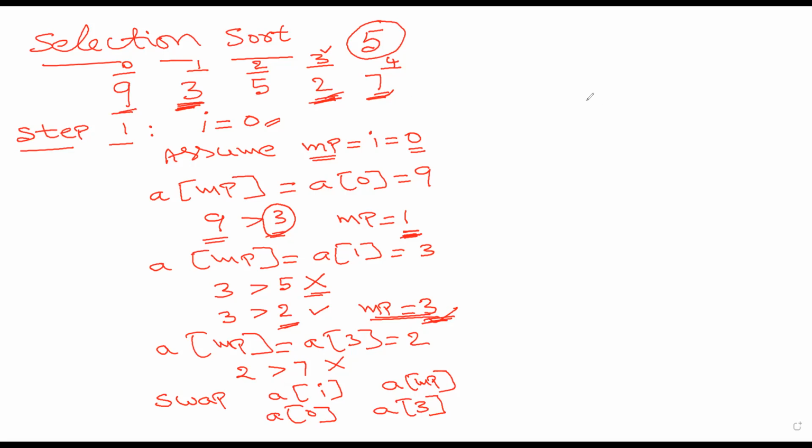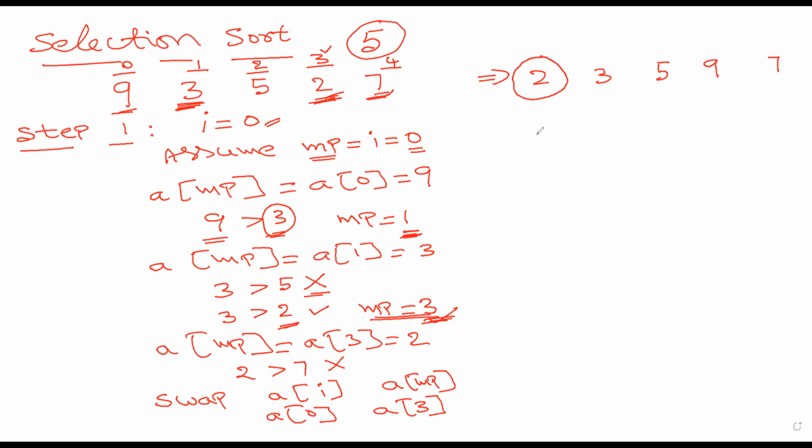We have to swap those two. So the result of step 1 is only those two values we are swapping. Those two position values we are swapping like this. So this is the output of step 1. After completion of step 1, we got the required element at the minimum level.